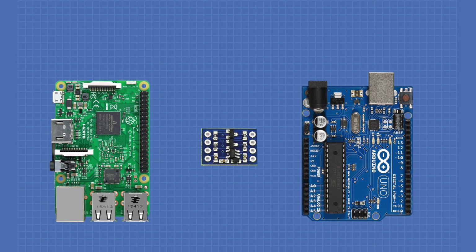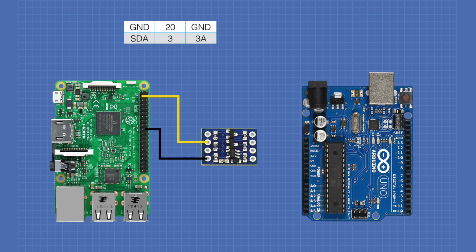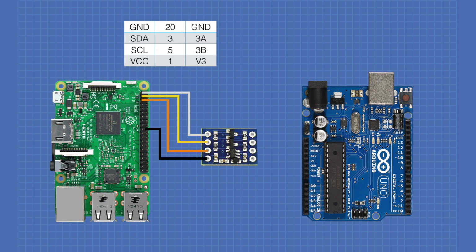Now first we'll hook our Raspberry Pi up to the logic level converter. So connect the ground on the Raspberry Pi, which I'm using on pin 20 of the GPIO, to the ground pin on the 3.3 volt side of the logic level converter. Connect the SDA line, which is pin 3 on the GPIO, to the 3A input on your converter. The SCL line, which is pin 5 on the GPIO, will be connected to the 3B line on the converter. And the voltage, the 3.3 volts, which you can get from pin 1 of the GPIO, will be connected to the V3, or the 3.3 volt VCC, on your converter.